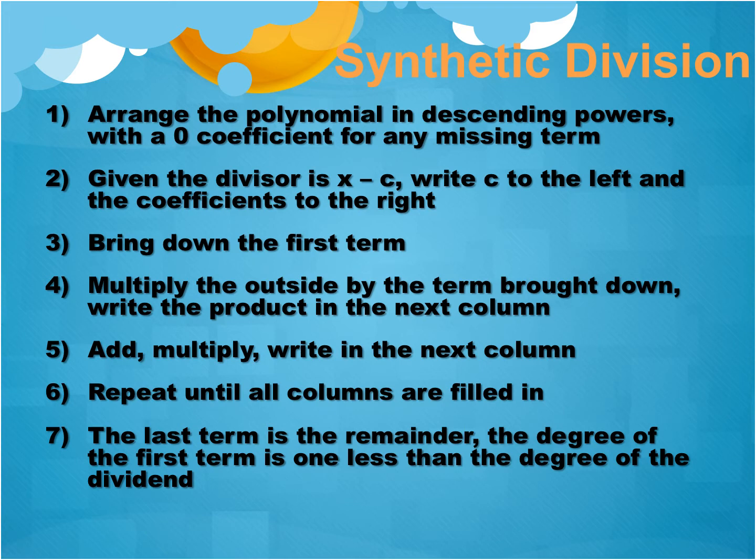We bring down the first term, we multiply what's on the outside by that term and put it in the next column. We add it, we multiply what's on the outside by what's on the bottom, we put it in the next column, we add it, and so on and so forth until we get to the last number. When we go to write our answer, the last number is your remainder, and then you go in increasing degree from that point to the left, starting with the coefficient.